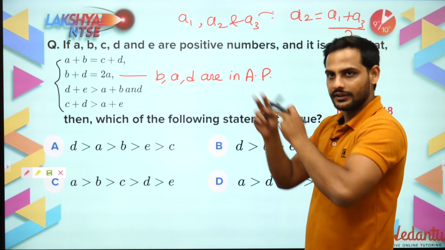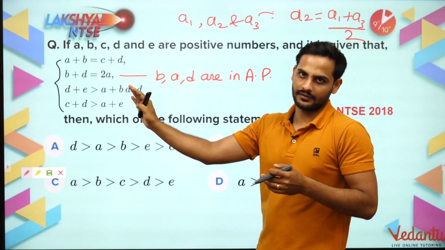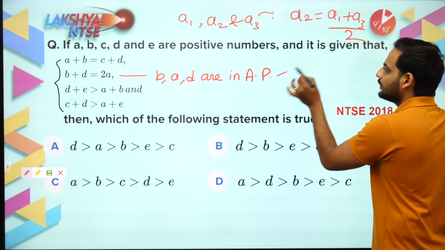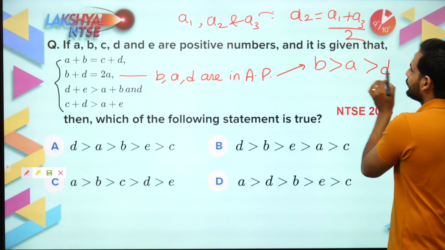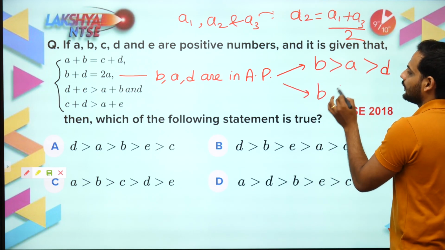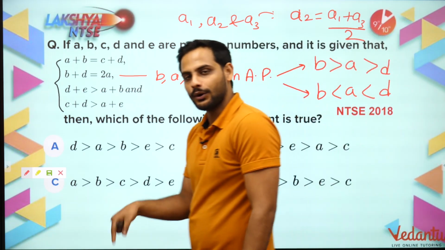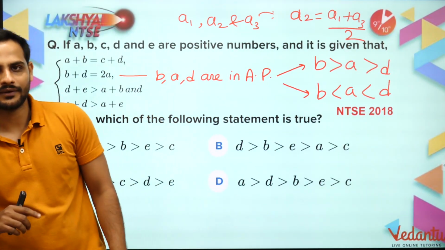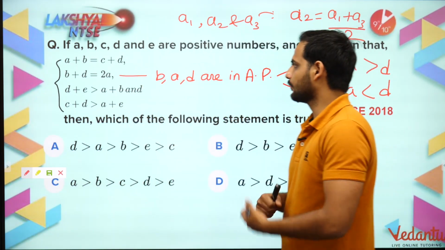So try to look for these things. If they are in AP, now see, the AP can be increasing, can be decreasing. So I have two choices. Either the order can be B is the largest, then A and then D, or B is the smallest, then A and then D. Anyone can be. Correct? But A will always be the middle value. Now, let's move ahead.